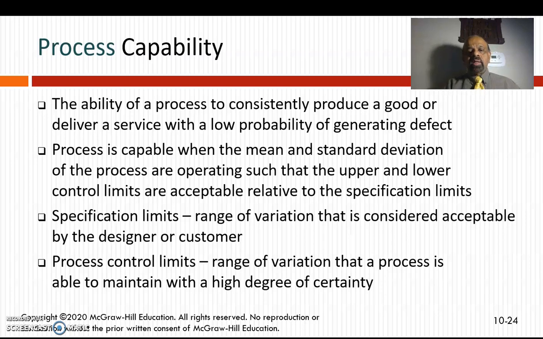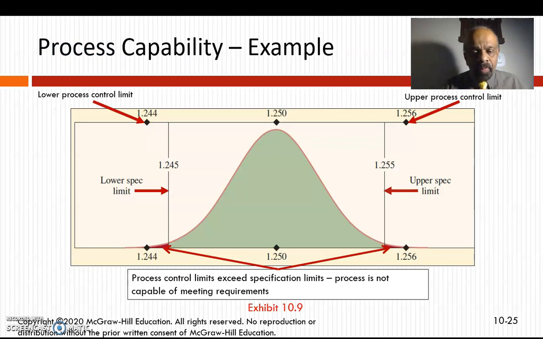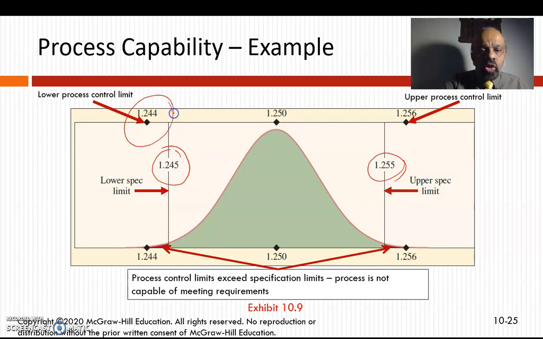Process capability, on the other hand, tells you how good this particular process is, whether it is within the specification limits, within the control limits, and all that good stuff. How consistently you can produce a good product without much problems with quality. That gives you the process capability. So let's take an example. Here I have my lower specification limit, my upper specification limit, my lower control limit, and my upper control limit.